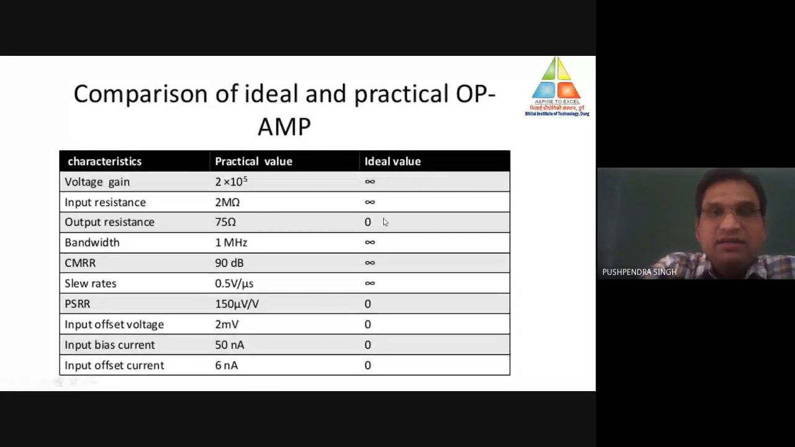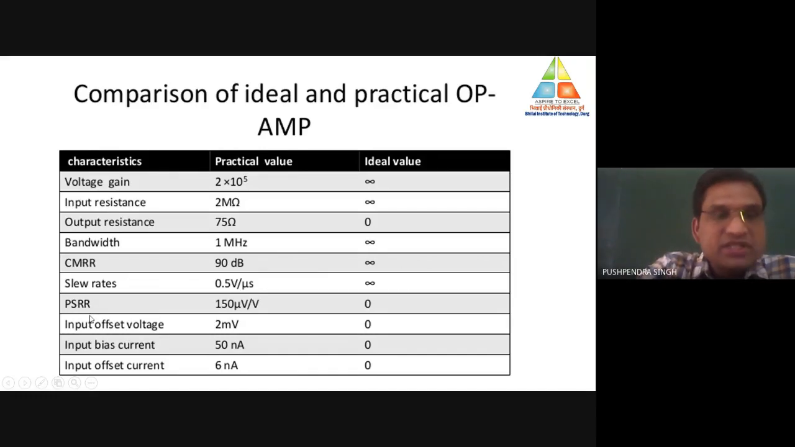Input resistance: in the ideal condition, infinite. In the practical condition, 2 mega ohms, to avoid loading on the source. Output resistance: in the ideal condition, 0, but in the practical condition, it is 75 ohms. The value of bandwidth: in the ideal condition, infinite. In the practical condition, in megahertz. The value of CMRR: in the ideal condition, infinite. In the practical condition, 90 dB. Slew rate: in the ideal condition, infinite. In the practical condition, 0.5 volts per microsecond. These practical values are for IC741.